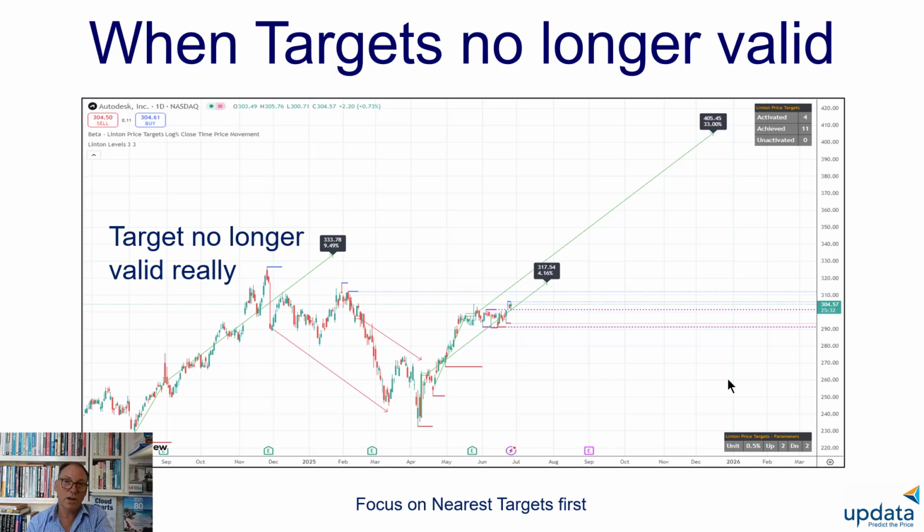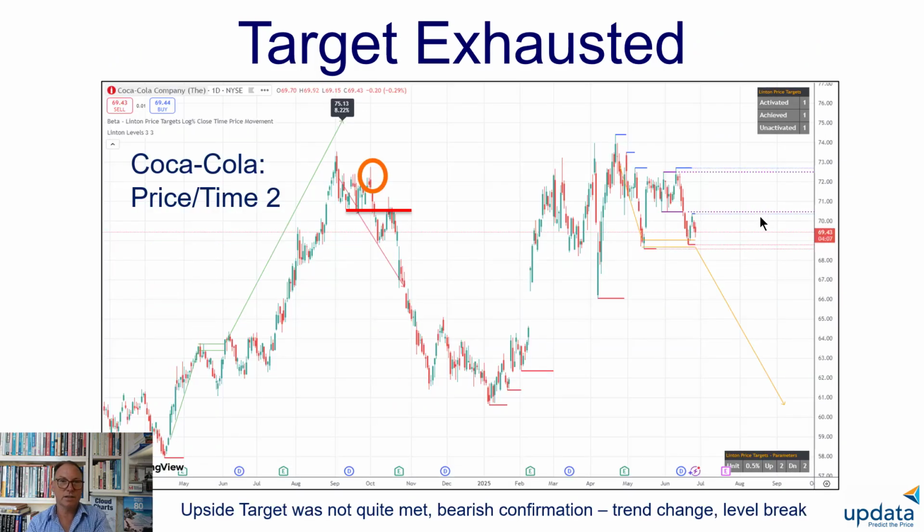When targets are no longer valid, here we see an example where this was a target that was given, we didn't quite get there, had a big fall, and then a downside target, you'd start to say this target's now no longer valid, we're now looking at these downside targets. And those targets were actually met, and then new targets generated. So again, focusing on the nearest targets first.